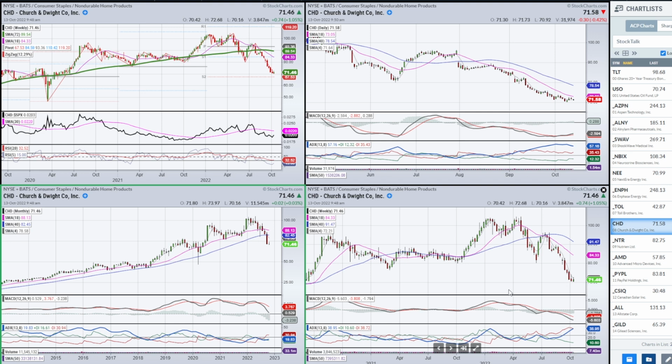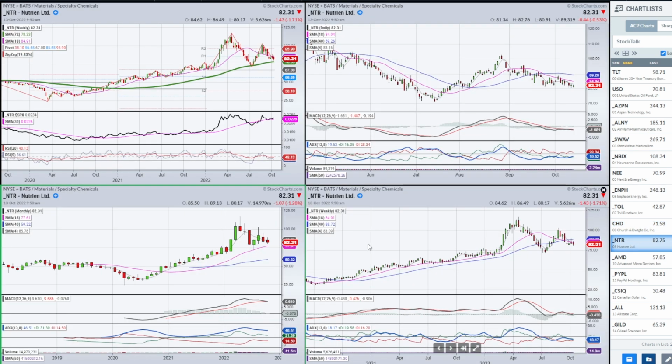If it can get a bounce, I would probably use that as an opportunity to exit this. If you do get that opportunity, it's just a lot of damage being done, and it's probably going to be a waste of time.